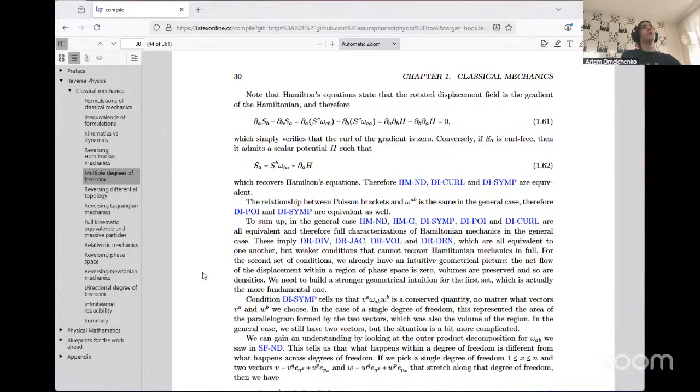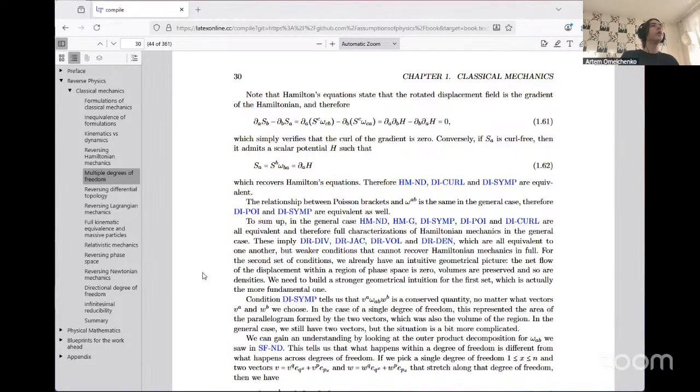the relationship between Poisson brackets and omega AB is the same in the general case. Therefore, di Poisson and di symplectic are equivalent as well. Okay, that was short. To sum up, in the general case, HM and D, HMG, di simp, di Poisson and di curl are all equivalent and therefore full characterizations of Hamiltonian mechanics in the general case.